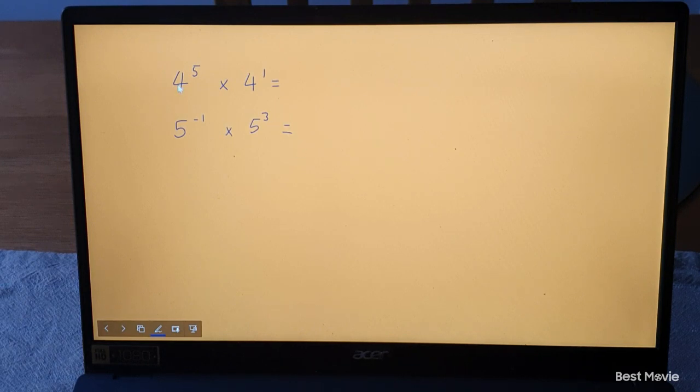Okay, so 4 to the power of 5 multiplied by 4 to the power of 1. The base number is the same, so you're adding the powers. So it'll be 4 to the power of 6. And the second example that I asked you to do, 5 to the power of minus 1 multiplied by 5 cubed. So minus 1 add 3 is the same as 3 take away 1, which is 2. So it is 5 squared, or 5 to the power of 2.